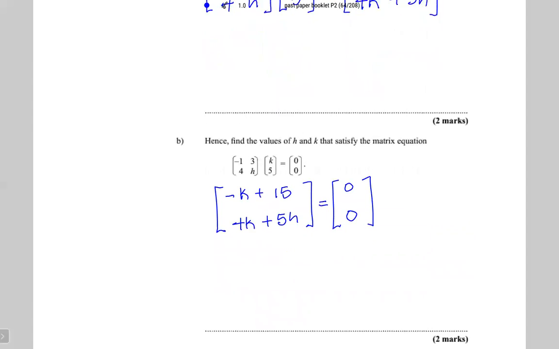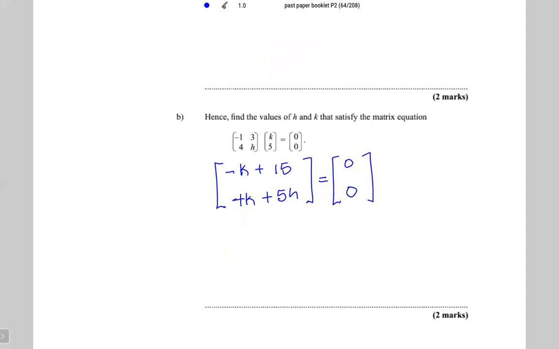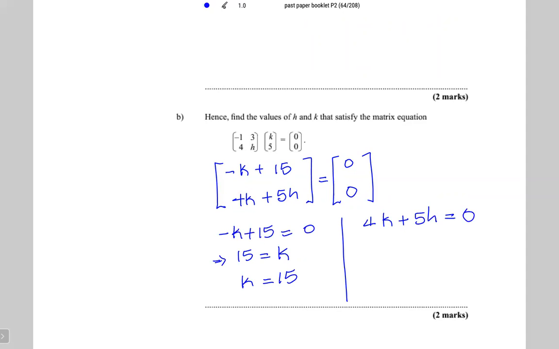Now, when two matrices are equal, corresponding elements are equal. Corresponding means in the same position. So -K plus 15 is equal to 0. Therefore, the 15 here, -K goes over and becomes positive. So K is equal to 15. All right, so next, let's go down to the bottom. 4K plus 5H is equal to 0.